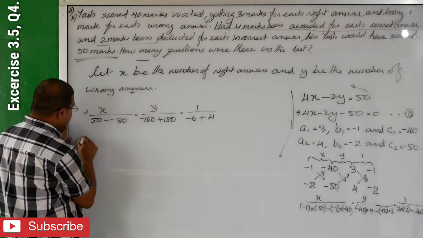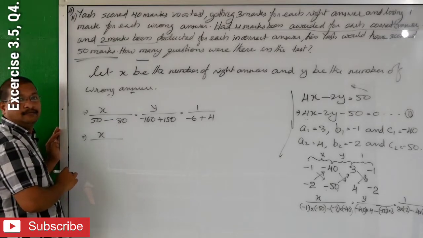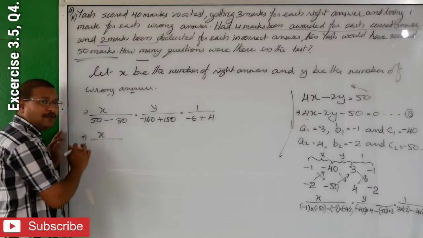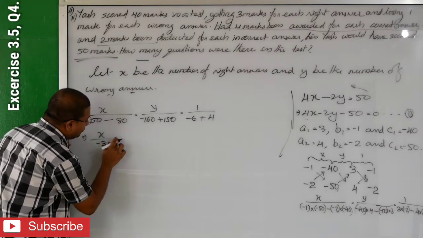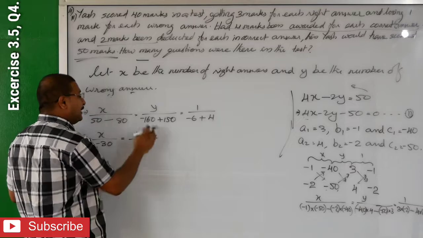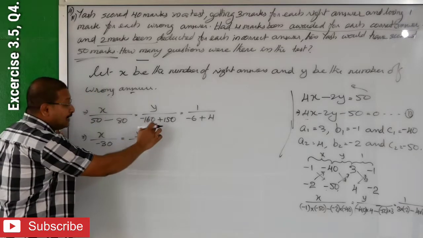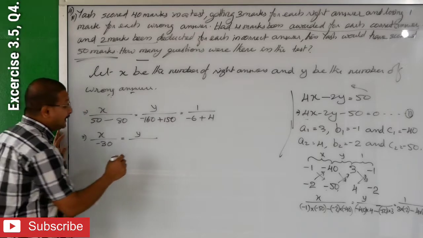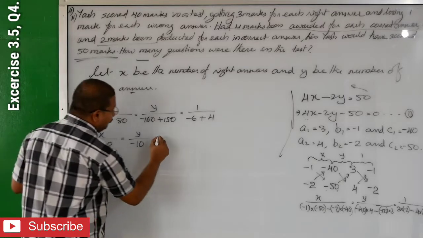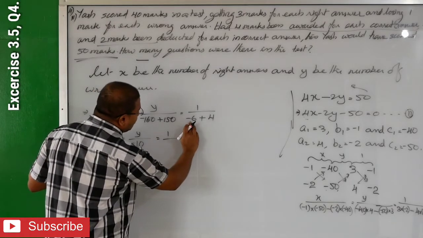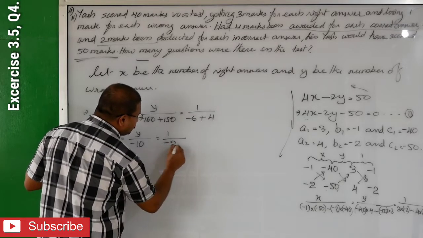Ready? This implies x divided by 50 minus 80. Plus and minus minus. So, 80 minus 50, 30. But the bigger number is minus. So, the answer is minus 30 equals y divided by 160 minus and plus 150. Plus and minus minus. So, 160 minus 150, that is 10. But of course minus 10 because the bigger number is minus, equals 1 by minus 6 plus 4, plus and minus minus, that means 6 minus 4, minus 2.